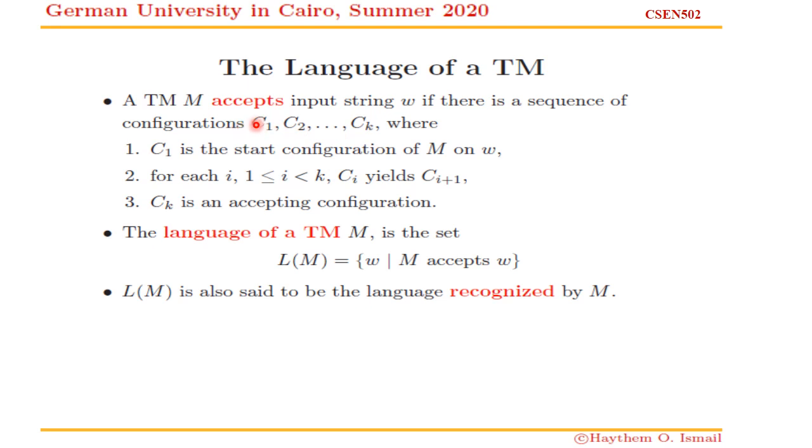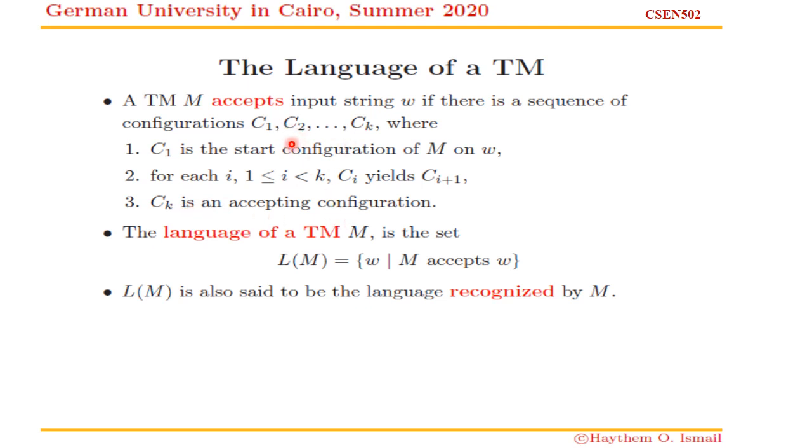To accept a string, the Turing machine will have to enter Q accept and halt, and in that case, there are finitely many configurations that it will go through. So what are the restrictions on that sequence? As always, C1, the first configuration in the sequence, is the start configuration of M on W, which is basically Q0 W. And of course, Ck is an accepting configuration: the last configuration is one in which the state is Q accept.